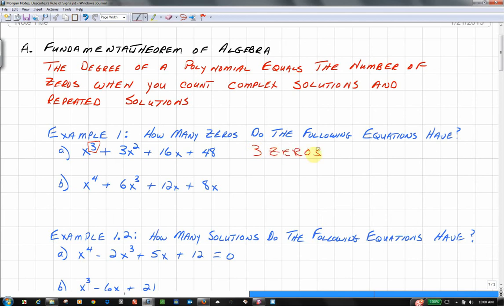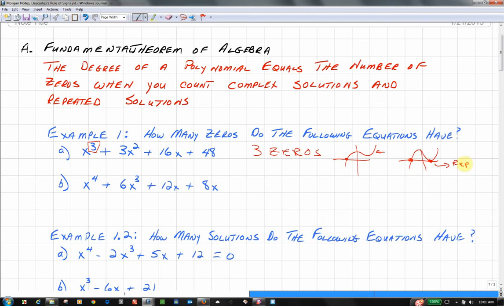Now, I may not see all of those. It may not cross the x-axis 3 times. I may have something that looks like this, where I'm going to get 1 real zero and 2 imaginary, but they're still going to add up to 3. Or I could have a situation where I have a touch. I'll have 2 zeros there and 1 zero there, so that's a repeated zero. But still, I'm going to add up to 3. They just may not all be that visible.